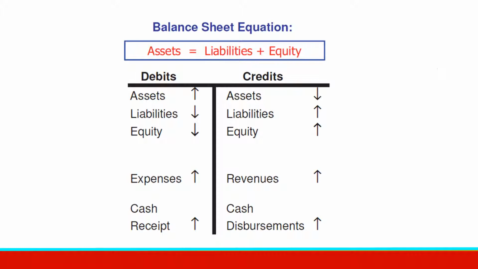If we record an expense, that decreases retained earnings and equity. Decreases in equity we call debits. Therefore, when we record an expense, it must be a debit. Let's also review one really important account, the cash account. When we receive cash, cash goes up, and that's a debit. When we pay out cash, that's a disbursement, it reduces cash, and that's a credit.